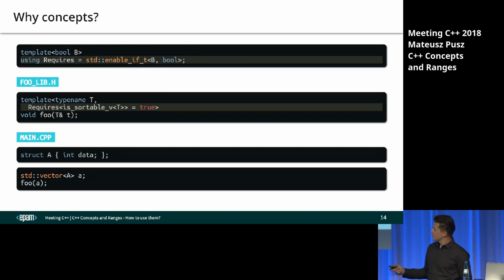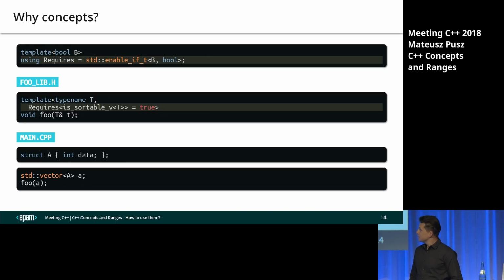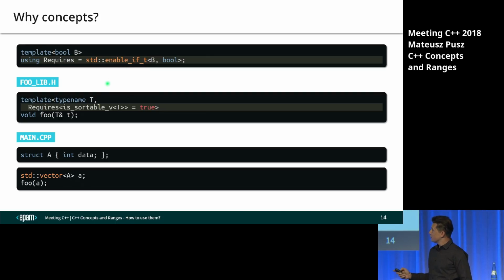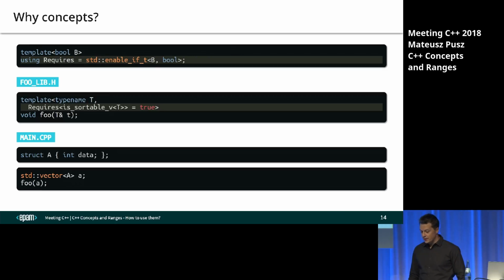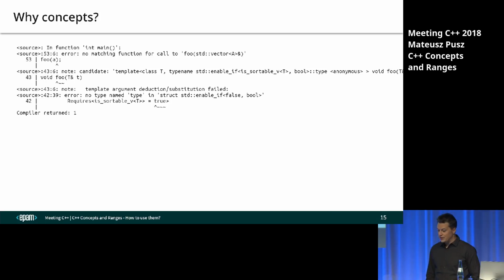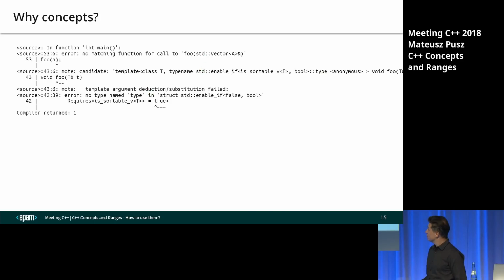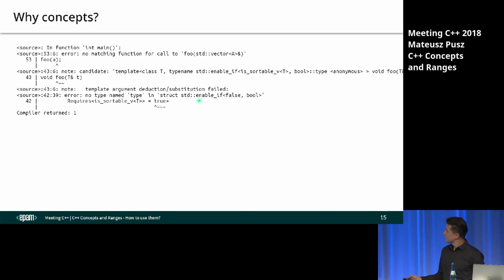To go a bit closer to the concepts right now, and to have something in the signature of our function, we can create such a helper called requires that is an alias over enable_if of bools, and we can state our template as here, that it requires is_sortable of v equals true. With that, we have, once again, a pretty nice compiler error saying that there is no matching function to call foo of std::vector A because it requires is_sortable of v of t. That is false.